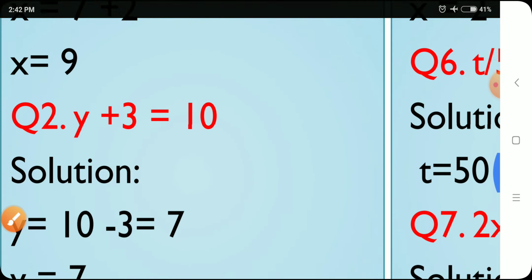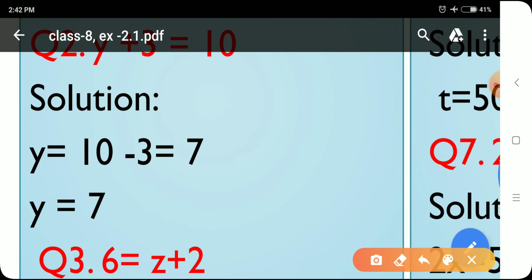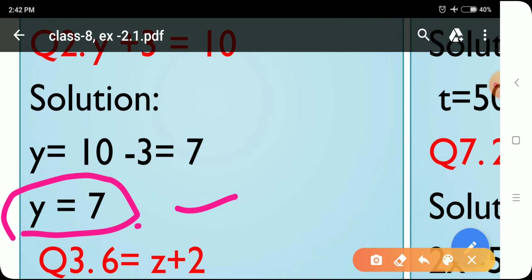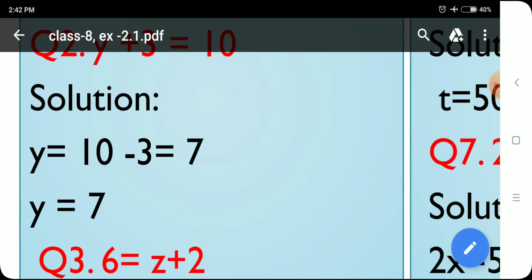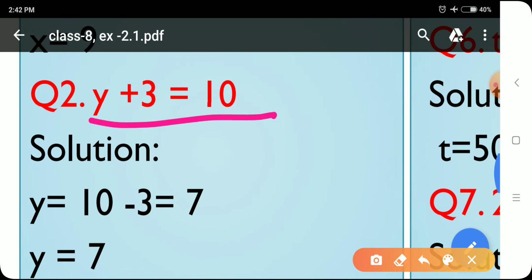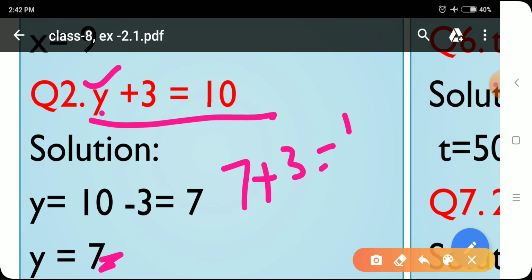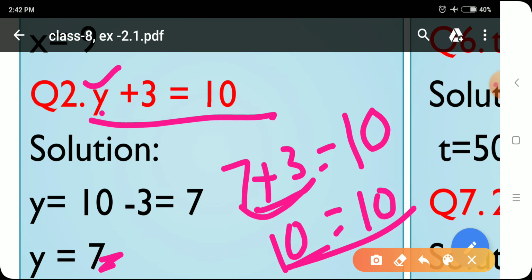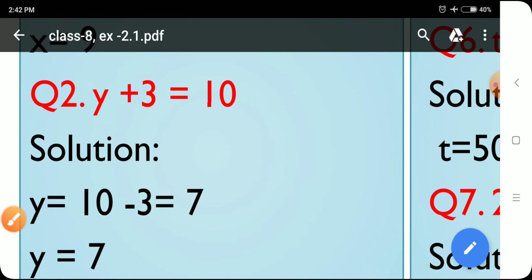In this question also y is equal to 7 is your answer, so put y is equal to 7 in the original equation, and the original equation is y plus 3. So you will put y is equal to 7 here. You see 7 plus 3 is equal to 10, 10 is given, so 10 is equal to 10, and the left hand side is equal to the right hand side, therefore y is equal to 7 is correct.